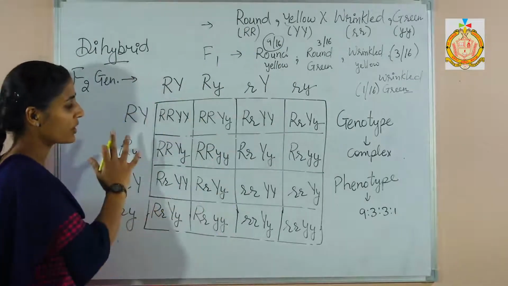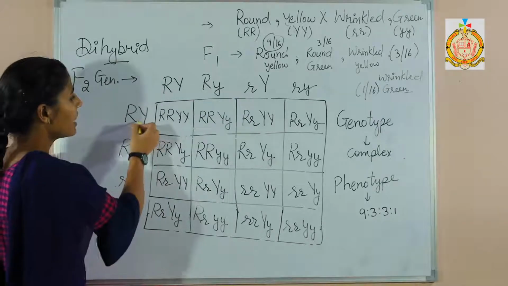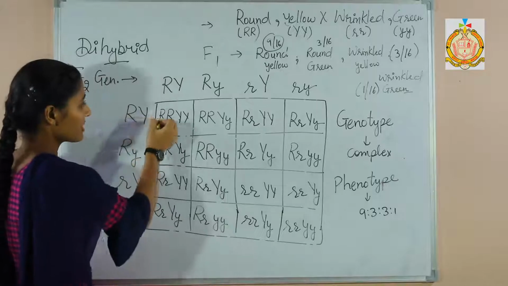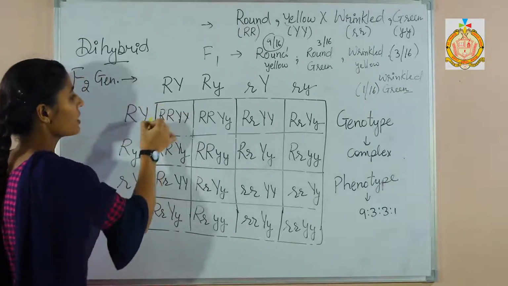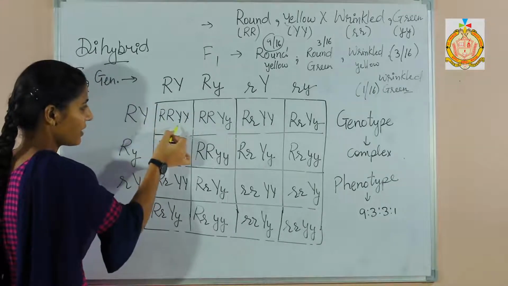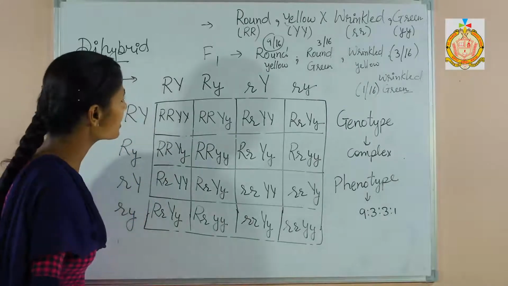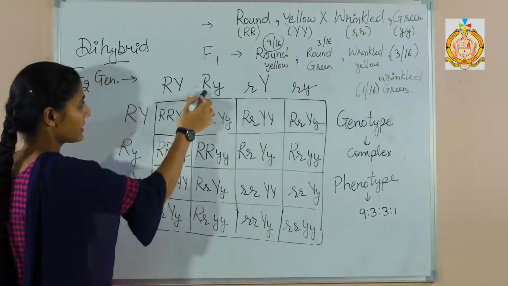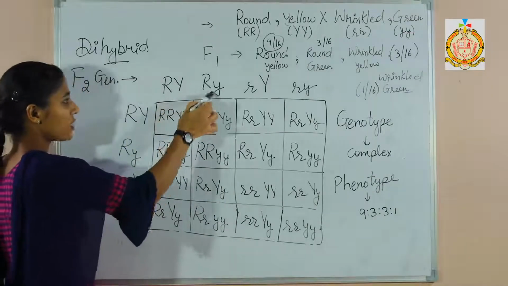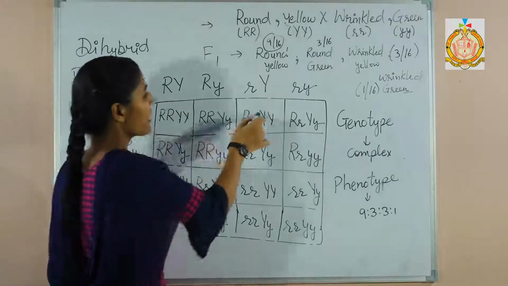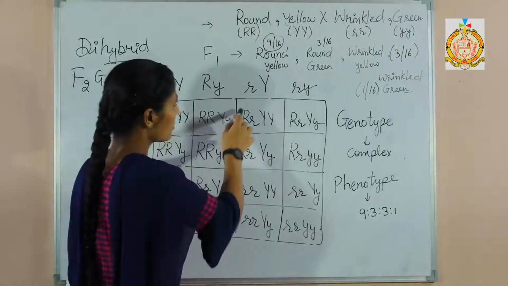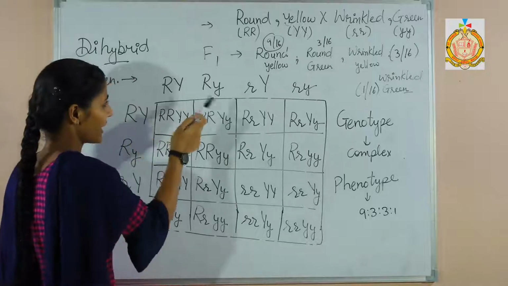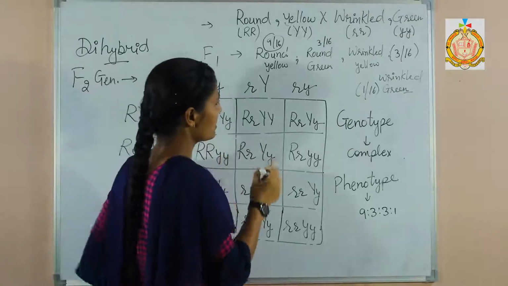Here we have made one Punnett square. In this we combine the rows with the columns. First row, first column: here will be the combination of capital R with capital Y. Next, first row, second column: here capital R with capital R, small y with capital Y. Third column, first row: capital R, small r, and capital Y, both capital Y will be there. This combination will take place.